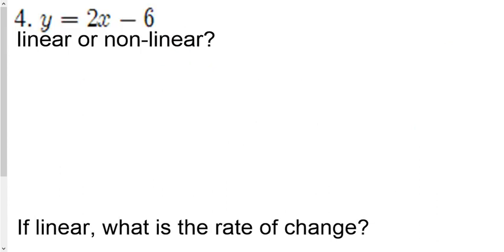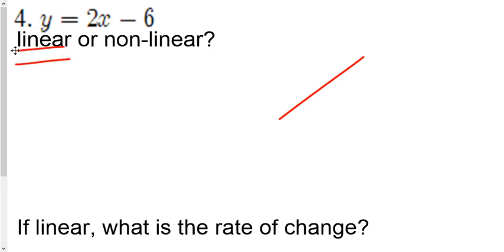Number 4 is actually even easier. Is this linear or nonlinear? Remember the definition of a linear equation: any equation that has 2 variables to the first power. So this is the first variable, the second variable, they're both to the first power, so it is linear. That means that I can graph it and it'll make some sort of straight line.